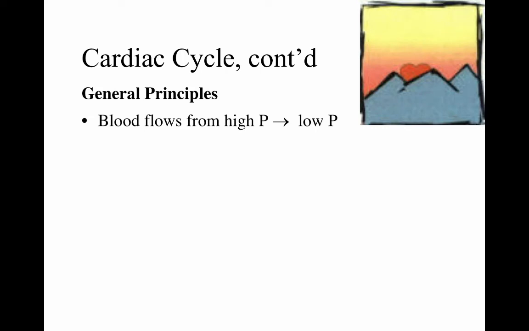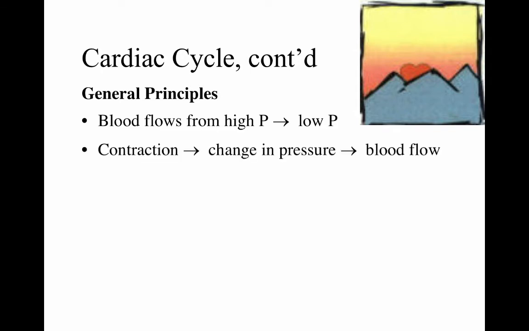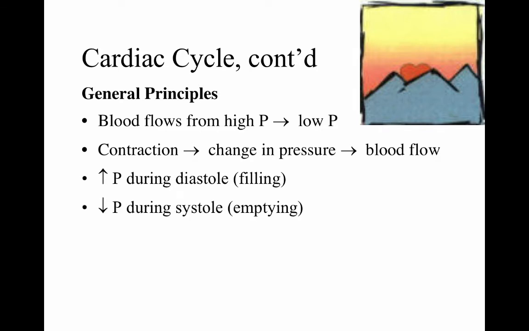The general principles of the cardiac cycle around pressure say that blood flows from high pressure to low pressure, and contraction by definition is a change in pressure that then creates blood flow in this enclosed system. There is an increase in pressure during diastole, or filling, as a chamber fills, its pressure increases. And then as a chamber empties during systole, we see a decrease in pressure.